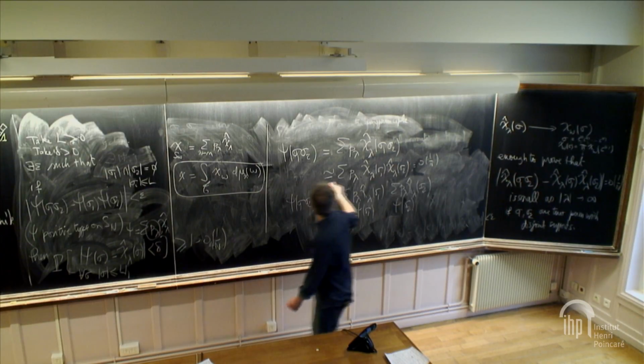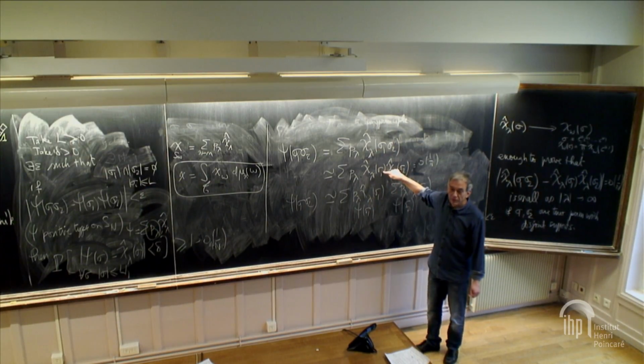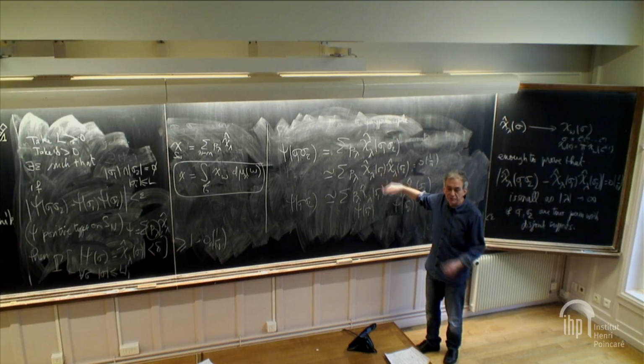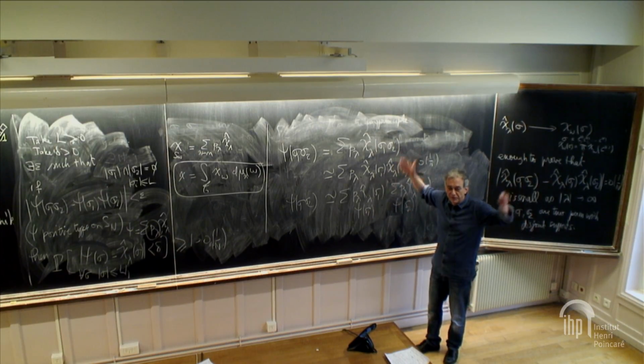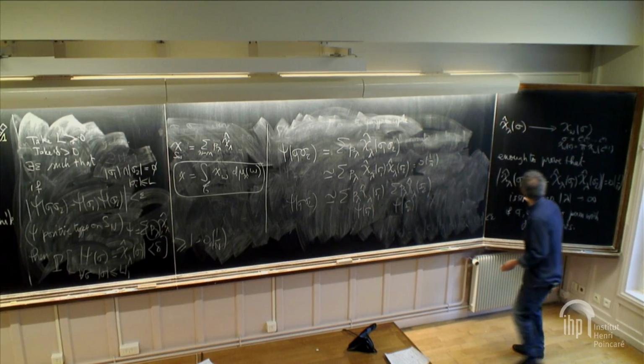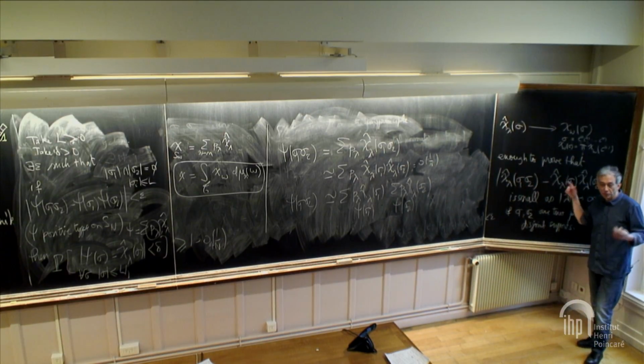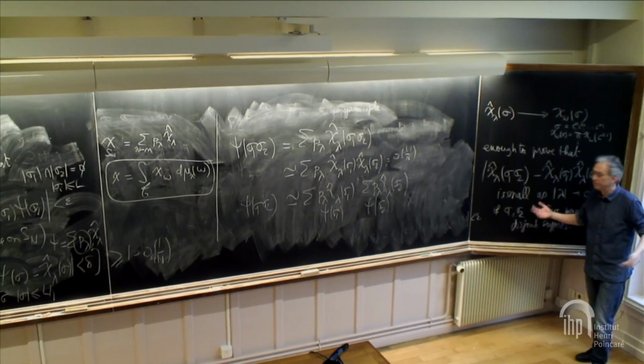Because I use it here. This is true, but it is not uniform over all permutations. It's only for permutations which are small with respect to n, or fixed. I said this factorization holds, but it holds only for small permutations. It will not be true for a very large permutation, with support of size n over 2 or something like that. In general, it will not be true.